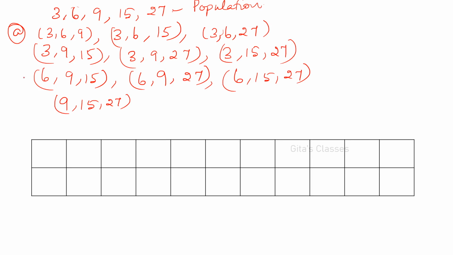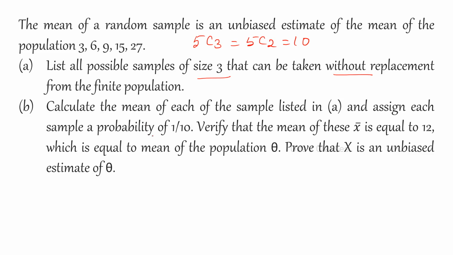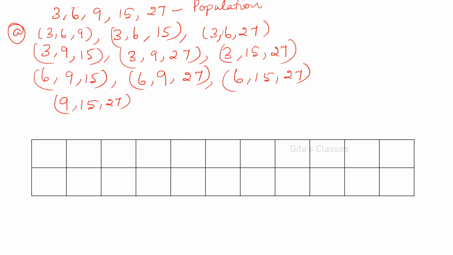Right. Now the second part is: calculate the mean of each of the samples listed in A and assign each sample a probability of 1 by 10. Okay. Now, if you take the mean of 3, 6, 9, it is 9 plus 9, 18, divided by 3. So I am going to write these x bar values. This is the mean of each sample.